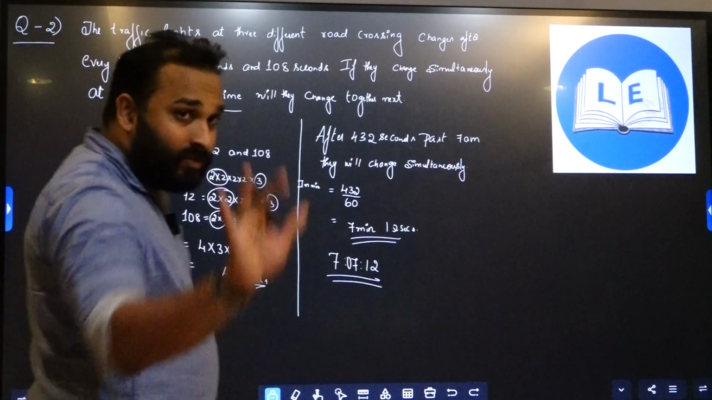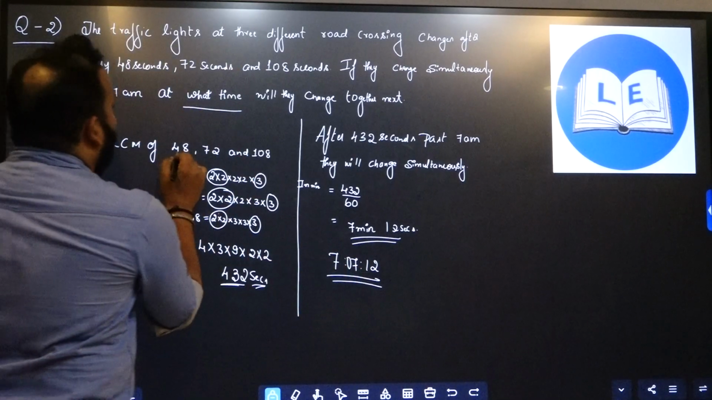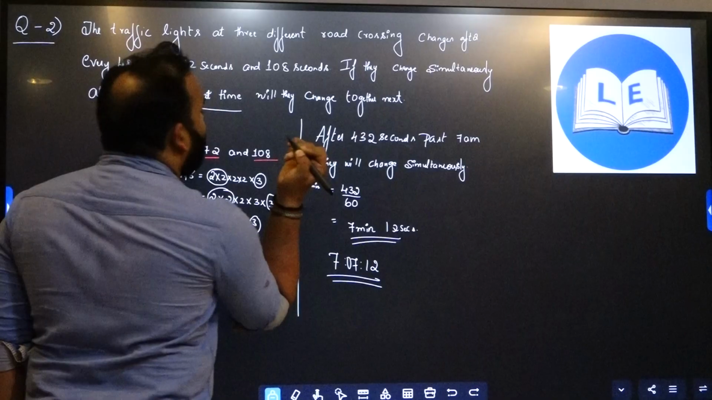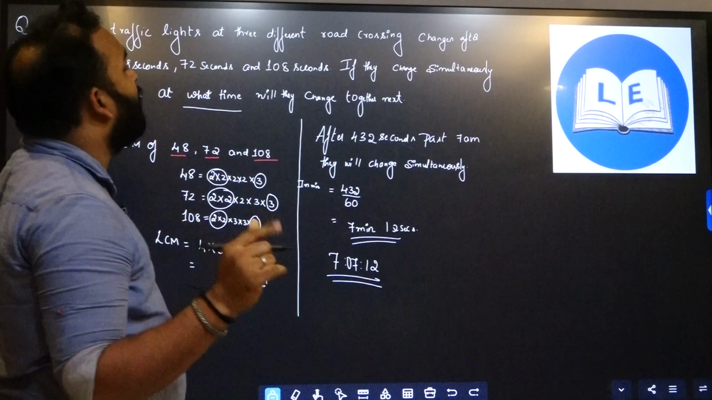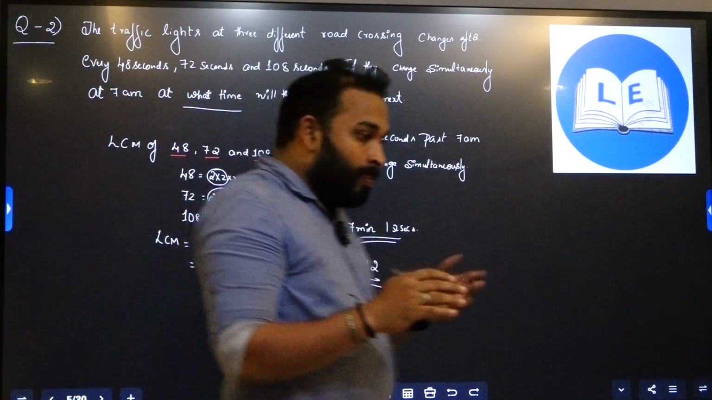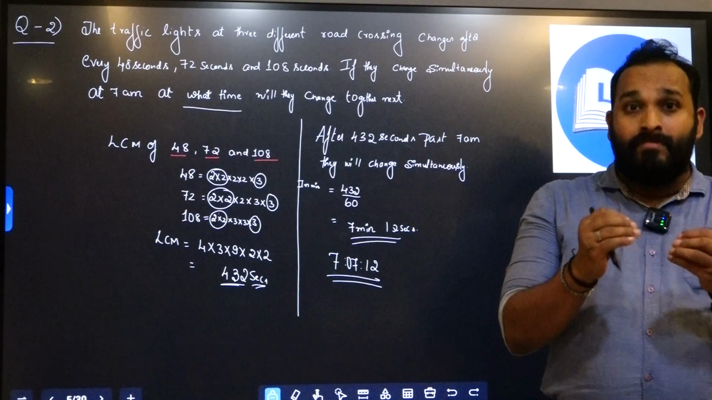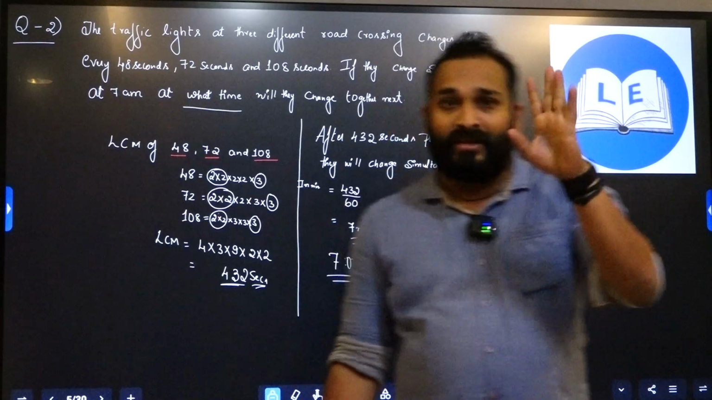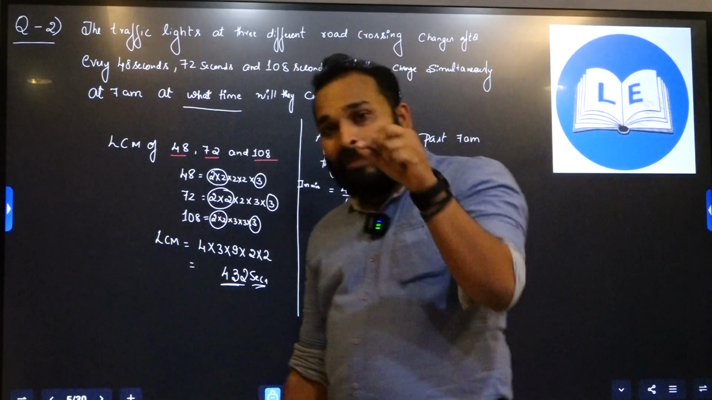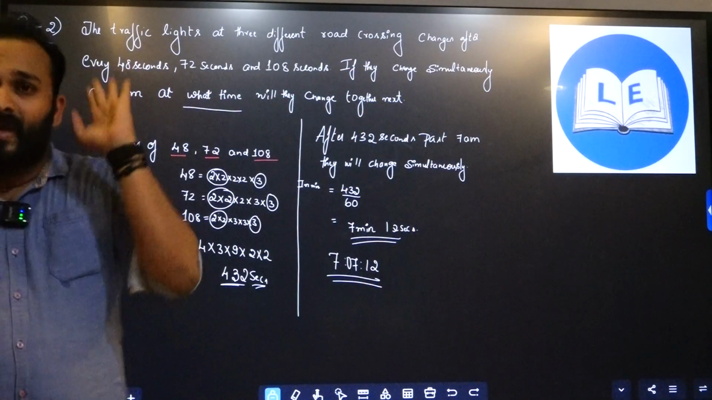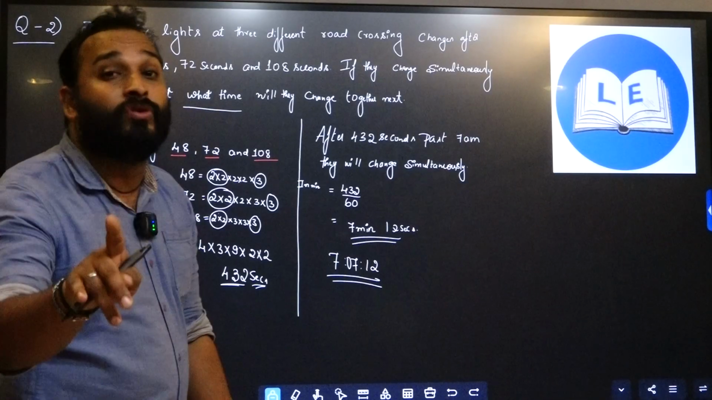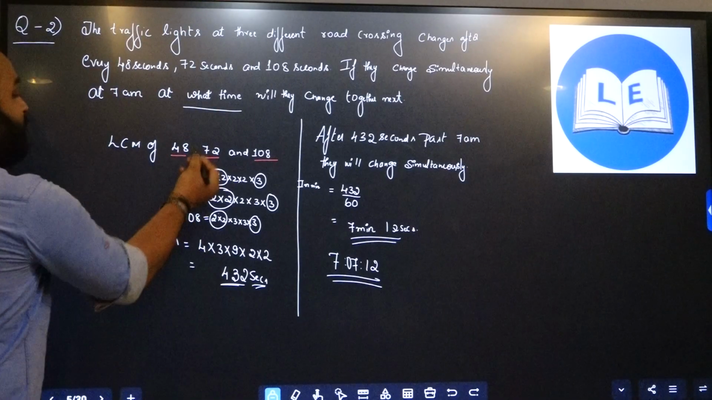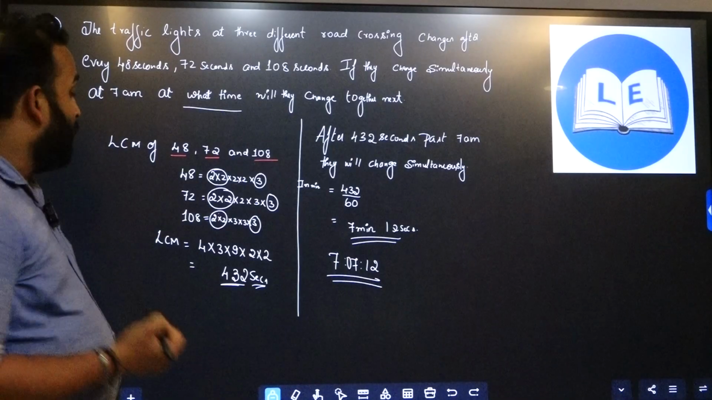See here, in this question also, children, we have 48, 72 and 108 seconds. The first step is, obviously you all know that it will not happen at a time less than 108 seconds. It should happen after 108 seconds. The value will be greater than the greatest of these three values, right? In that case, what are you supposed to take? LCM. So first take the LCM of these three numbers given, the time given.